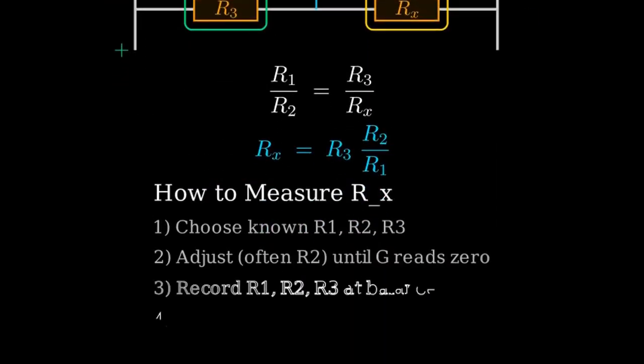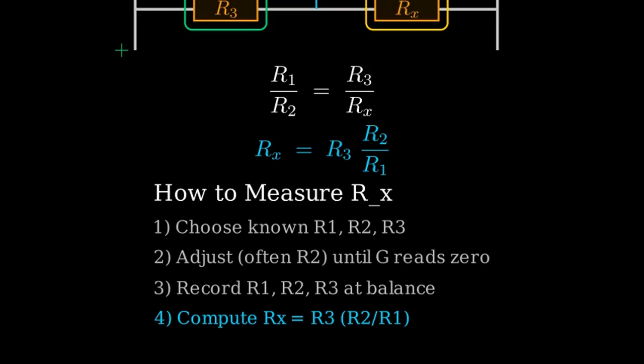Here is the simple 4-step measurement procedure. 1. Choose known resistors R1, R2, and R3. 2. Adjust one of the known resistors, often R2, until the galvanometer reads 0. 3. Record the values at balance. 4. Compute Rx equals R3 times the ratio R2 over R1.